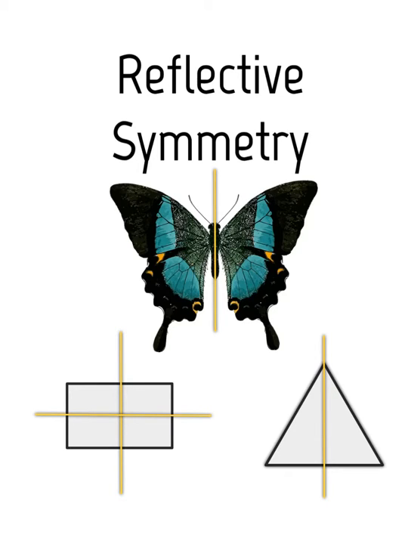The same is true with our rectangle on the bottom left. It has not only symmetry if you were to look at it horizontally, but vertically as well. And our triangle on the right also has one line of symmetry along the yellow line.